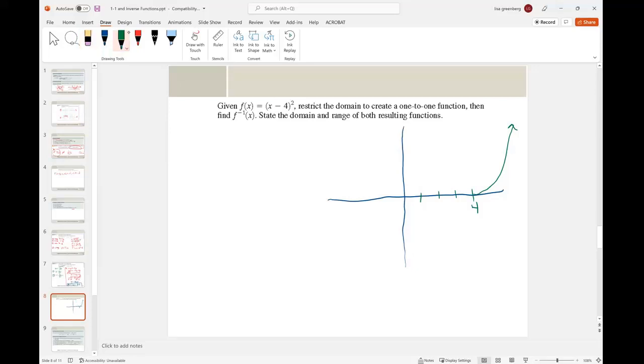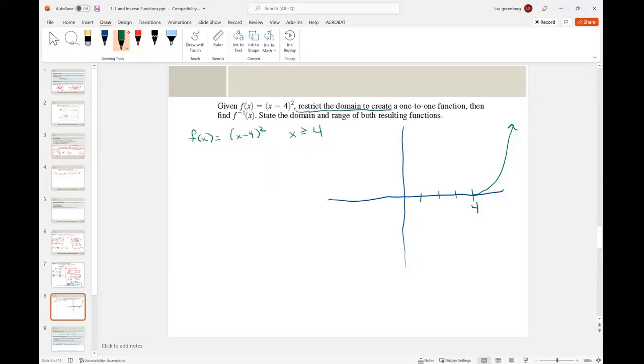But what I want to do is say f of x equals (x minus 4) squared such that x is greater than or equal to 4. Now I have a one-to-one function, don't I? And what I did is I said we can also only use the part that's less than or equal to 4. As long as we make it one-to-one, it's okay. I'm going to use the right-hand side. You could use the left-hand side, okay? So now I've restricted the domain, and now I have a one-to-one function.